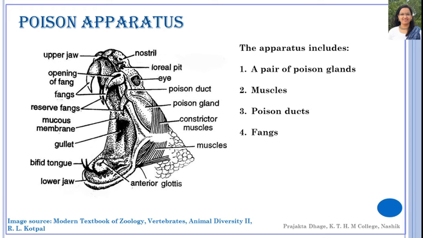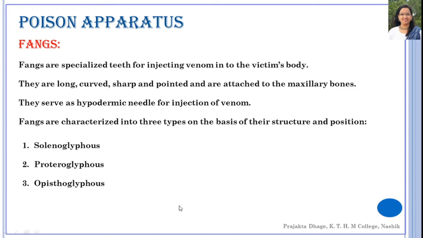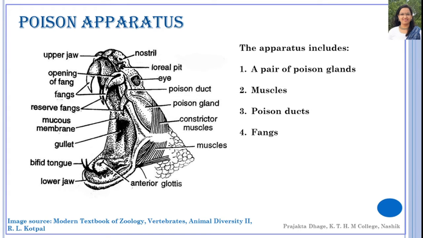While I am talking about various structures that are present, you can refer to the diagram over here. This is the poison apparatus. Here you have the muscles, constrictor muscles. Then you have a poison gland over here. The poison gland is connected to the poison duct, which is going to open into the fangs or carry the poison into the fangs. Each gland is enclosed in a fibrous connective tissue.